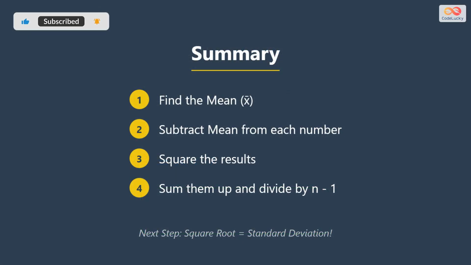To recap the process, first, find the mean. Second, subtract the mean from each number to get the deviations. Third, square those deviations to make them positive. Finally, sum them up and divide by n minus 1. If you take the square root of this result, you will get the standard deviation, which brings the units back to the original scale.